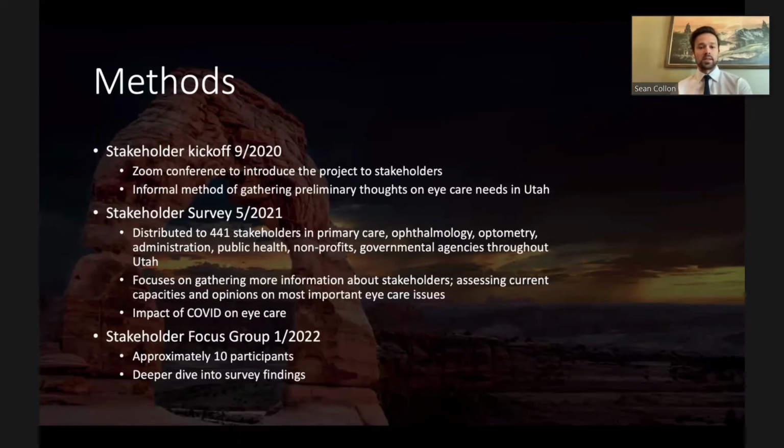Either the day before or the day of Resident Research Day last year, we sent out a stakeholder survey to 441 stakeholders in primary care, ophthalmology, optometry, administration, public health, et cetera, anyone who we thought might have any sort of vested interest in eye care throughout Utah. We got the results back and looked through them. Then we had a stakeholder focus group in January of this year where we dove a little deeper into some of the things that came up in the survey.